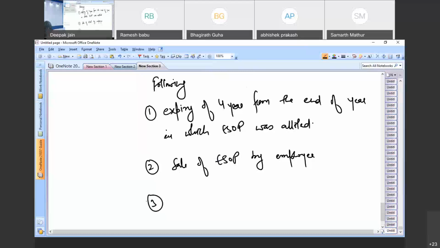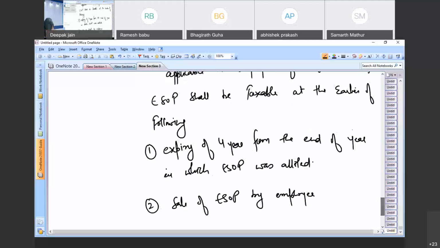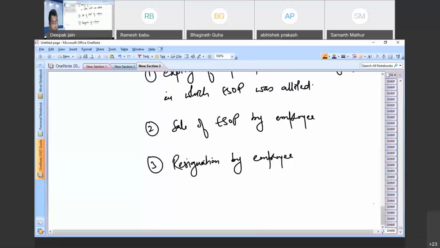Number three, resignation by employee. These three dates, whichever is earlier. Number one, expiry of 4 years from the end of year in which ESOP was allotted. Number two, sale of ESOP by employee. Number three, resignation by employee. These three dates, whichever is earlier. Taxability shall arise in that year.